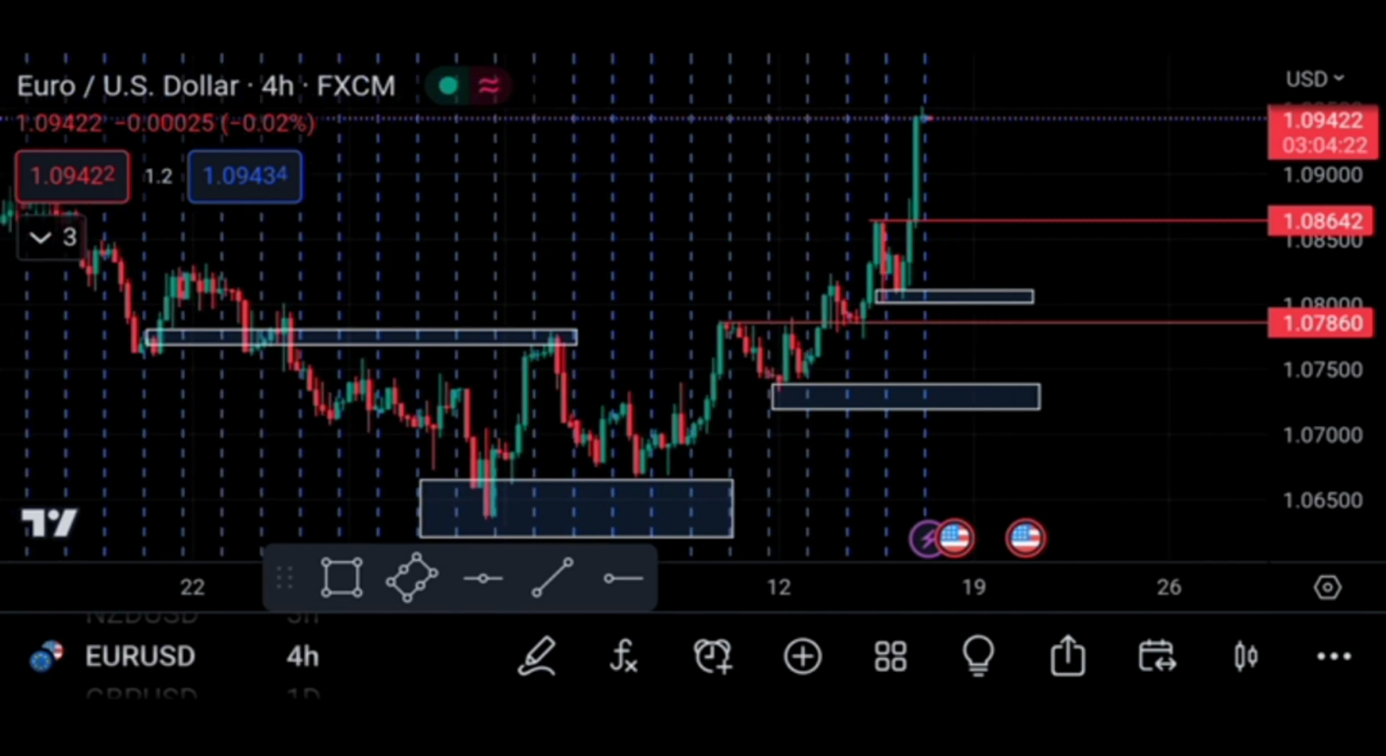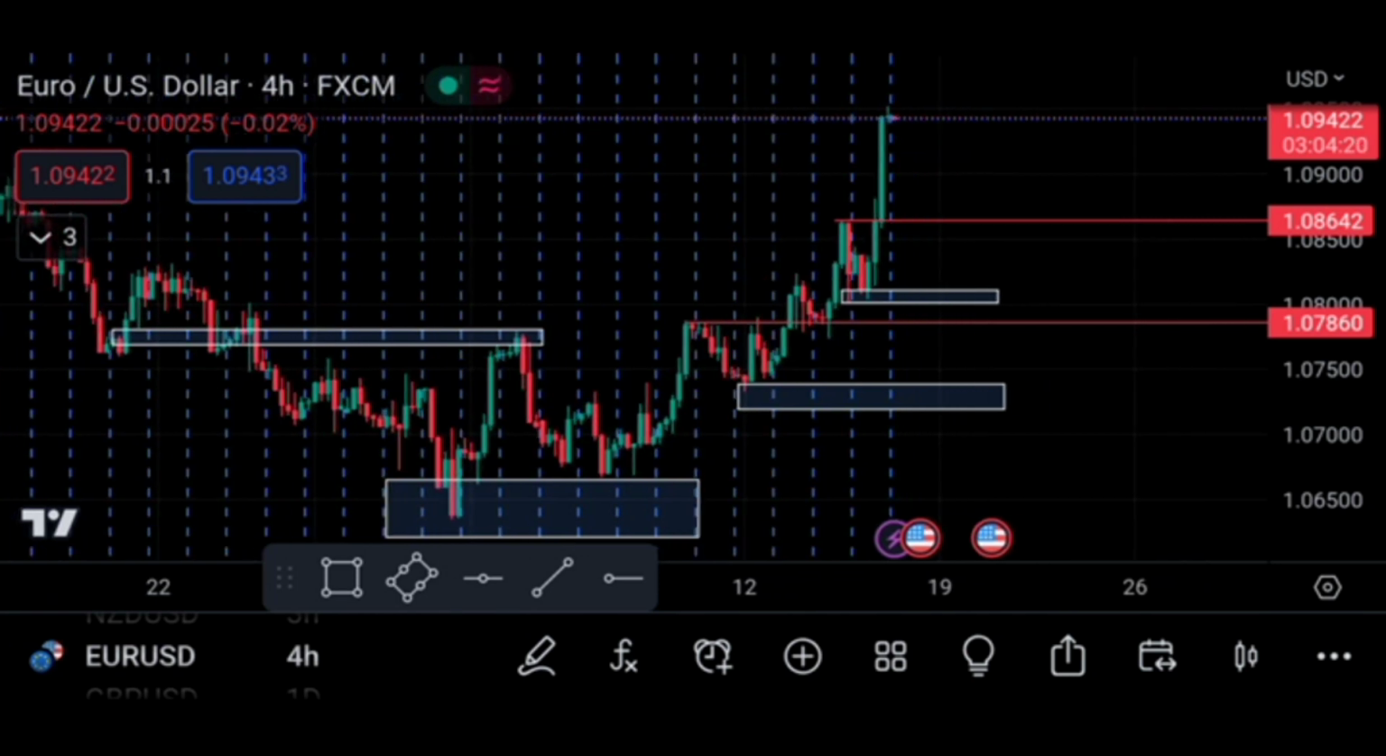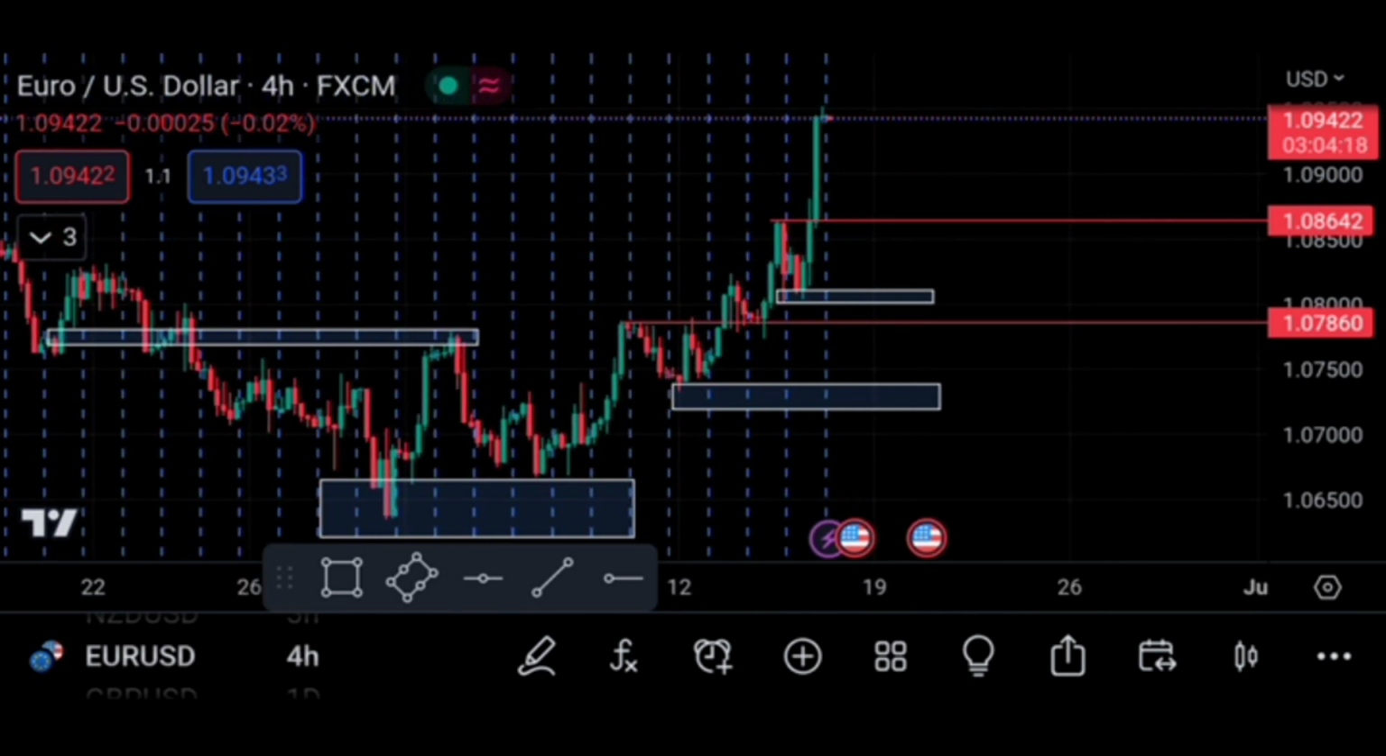So guys, I'm done marking my zones here. After I'm done marking my zones, the next step that I take is to go down to my entry time frame. I actually take my entries on the H1 time frame, although sometimes I do take my entries on 15 minutes, but I take my entries mostly on the H1 time frame.